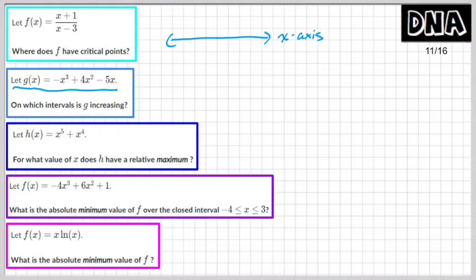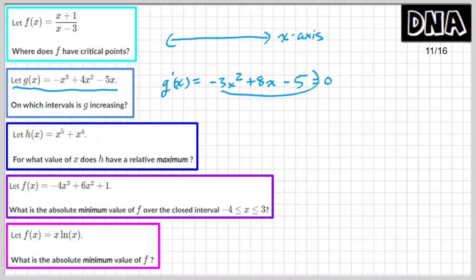So to find our critical values, we have to find where g prime is undefined, like does not exist, or where it equals 0. So first we need g prime. So I'm going to take the derivative of g, and I get negative 3x squared plus 8x minus 5. So I'm setting this equal to 0.